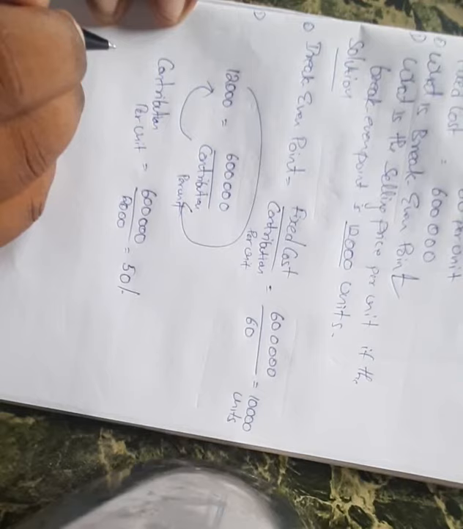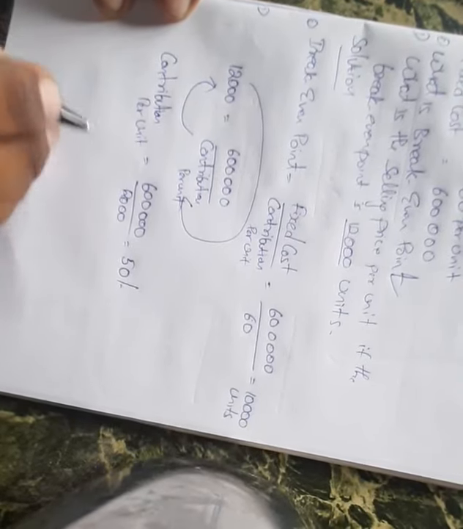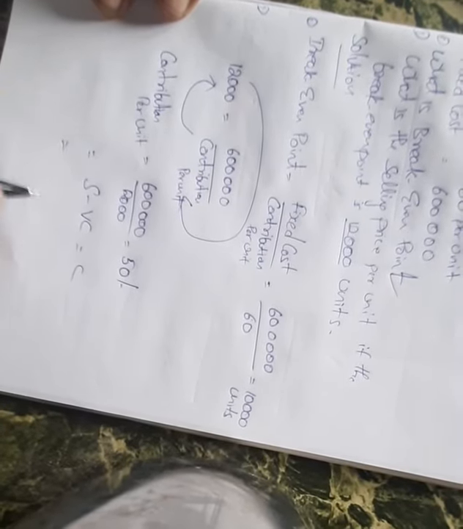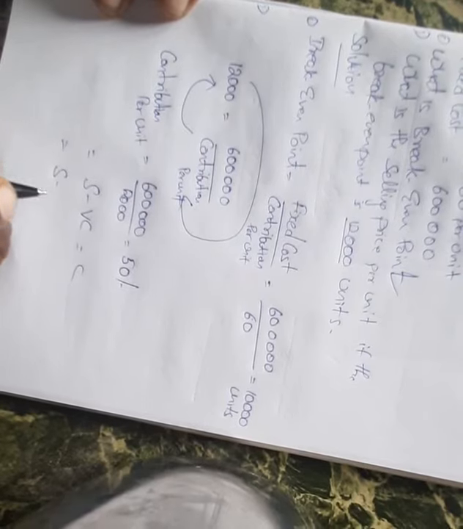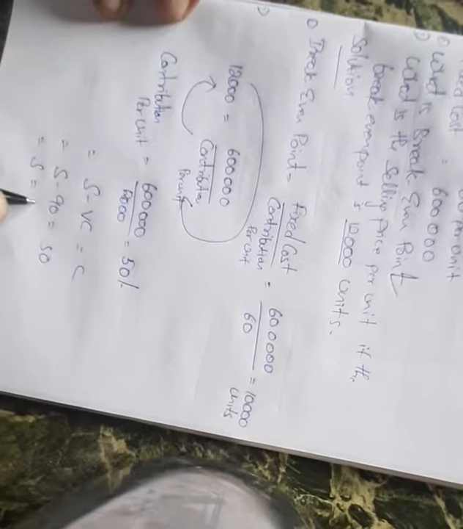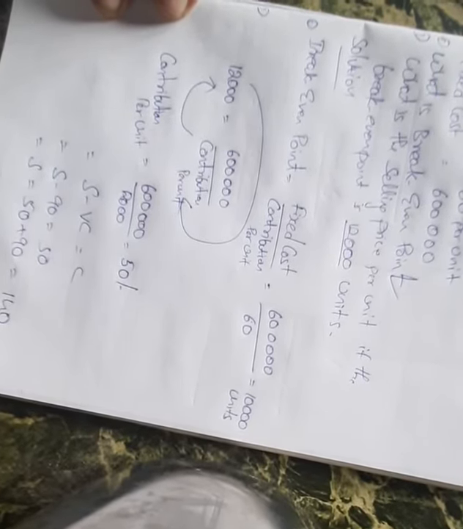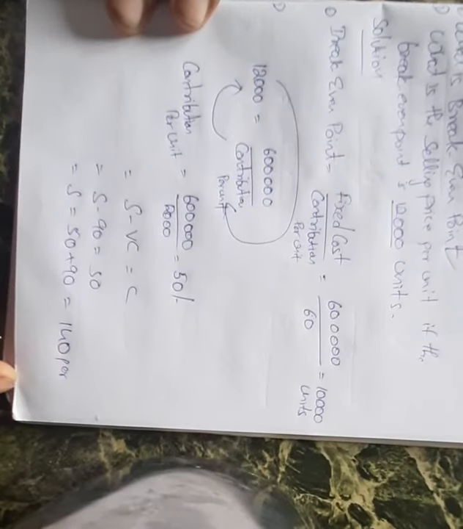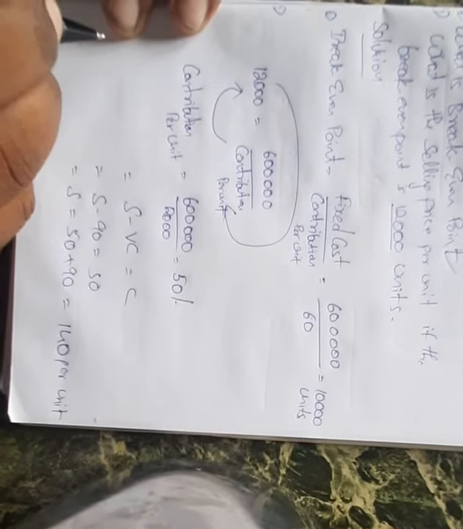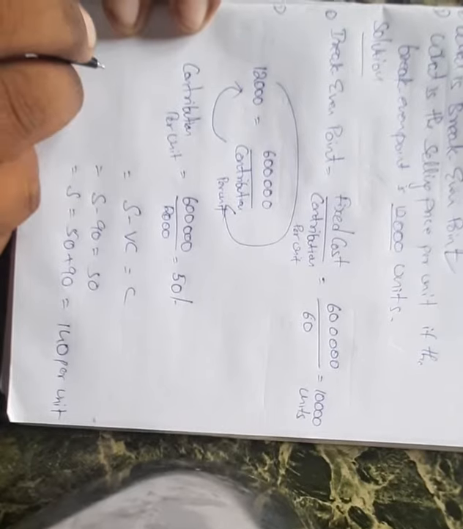You know, when contribution is equal to 50 rupees, selling price must be, sales minus variable cost is equal to contribution. Sales you don't know. Variable cost is 90, contribution is 50. So sales is equal to 50 plus 90, that is equal to 140 per unit. So this is how the marginal costing problems are solved.